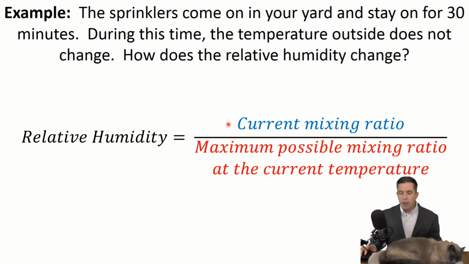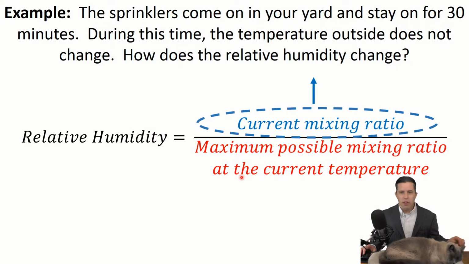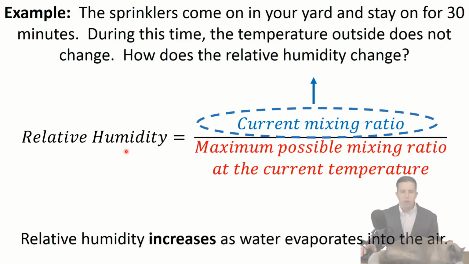So if we have evaporation, we're going to increase, think of it as increasing the grams of water in the air. We're increasing the top part of this fraction. What about the bottom? Well, the bottom depends on the temperature, but the temperature is not changing, right? So the bottom part of this fraction stays the same. So the top part gets larger, the bottom part stays the same. So overall, my answer is going to increase. So relative humidity increases as we add water to the air.